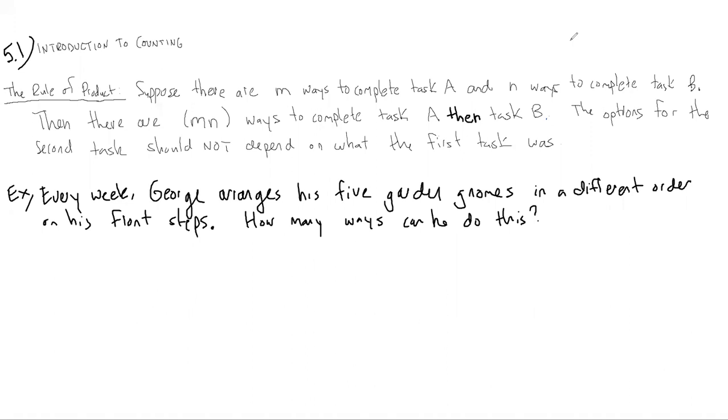Oh wait, so one last example here for the rule of product. This is going to be a pretty common one. Every week, George arranges his 5 garden gnomes in a different order on his front steps. How many ways can he do this?